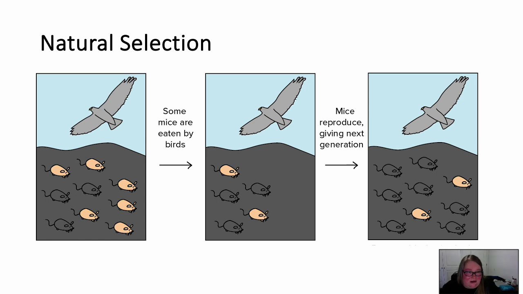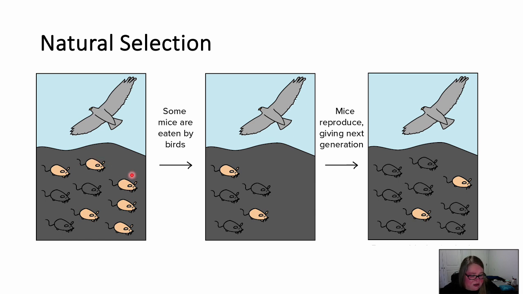So let's look at an example. This is very similar to the pepper moth example I was talking about on the previous slide. We have this population of mice, which is normally found in a wheat field. In this population, there are more mice with the tan fur color than with the darker fur color, as we can see here in this first example. We have fewer with dark fur, and more with tan fur.